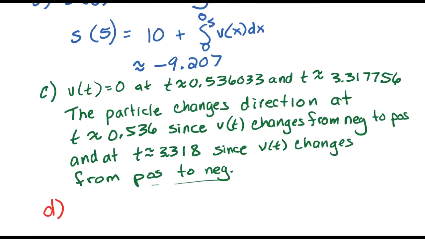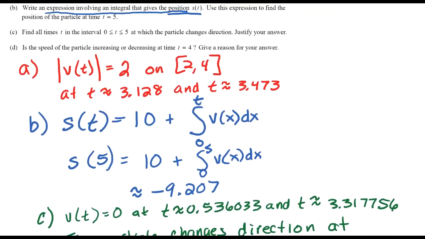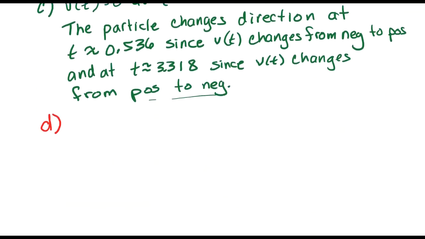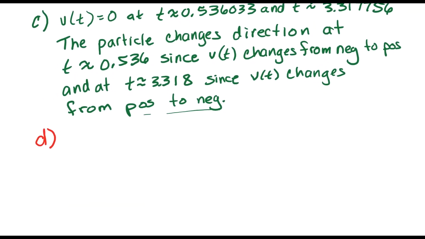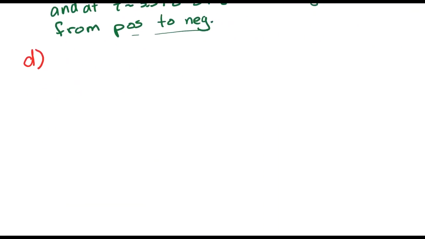All right, one more part here. Let's look what D is asking for. So far, this has been very straightforward. Is the speed of the particle increasing or decreasing at time t equals 4? So remember that speed is unsigned. So you could be speeding up if you're going in the reverse direction. You can speed up if you're going in the positive direction. So the question here is, do velocity and acceleration have the same sign?